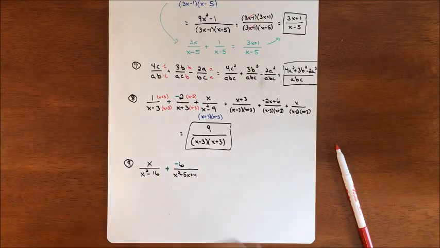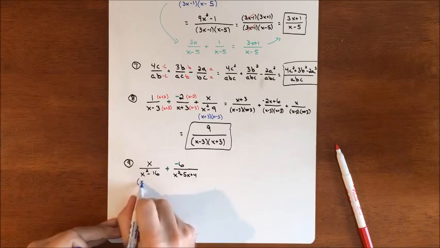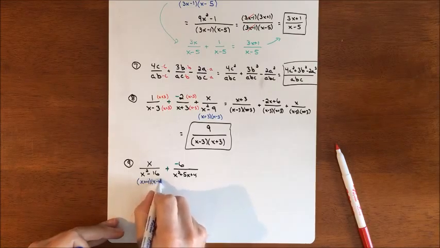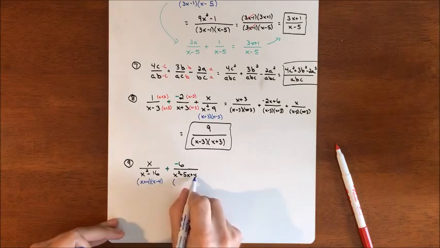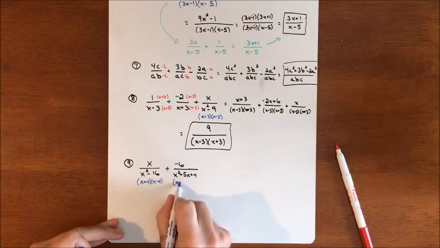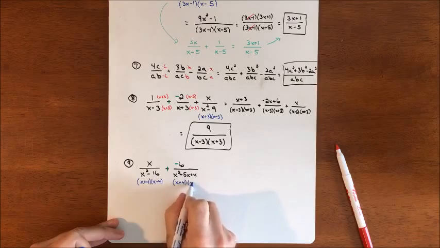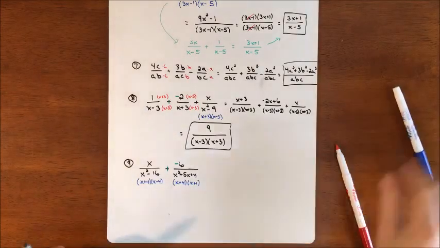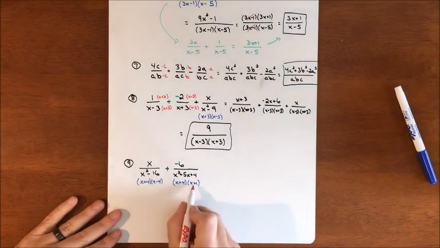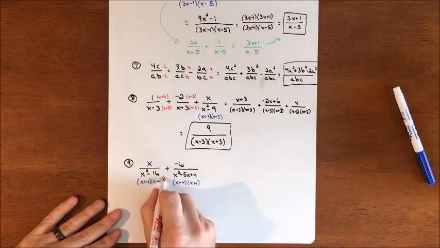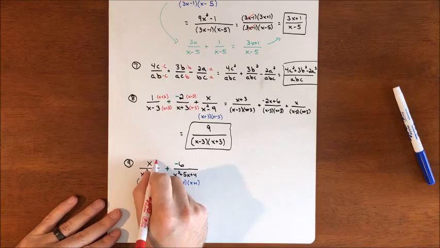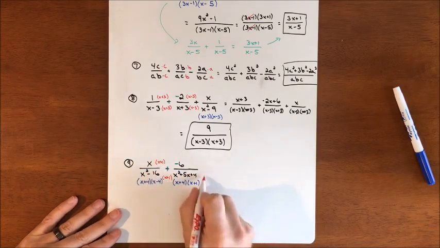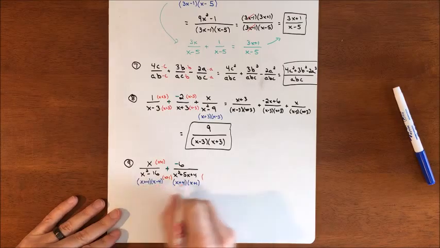This factors, it's a difference of squares, so x plus 4, x minus 4. This factors into what multiplies to 4 that adds to 5, x plus 4, x plus 1. And what do we not have? This one doesn't have the x plus 1, so I'll multiply x plus 1, top and bottom. This one doesn't have the x minus 4.